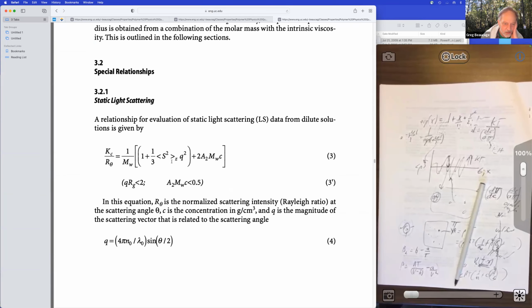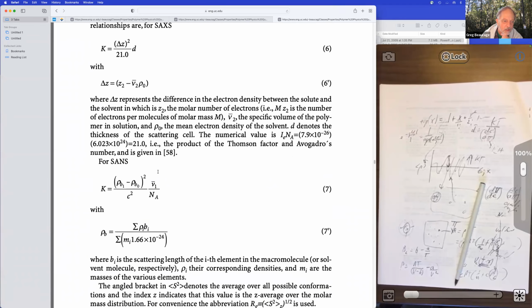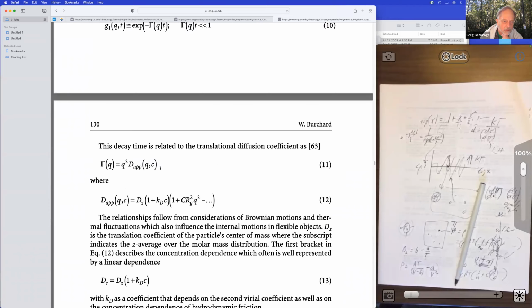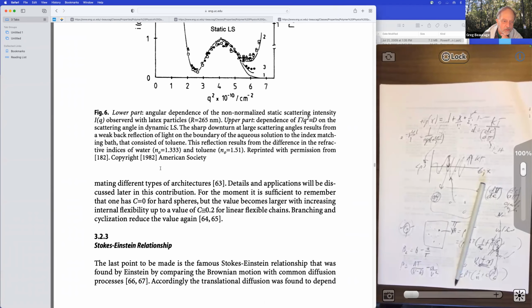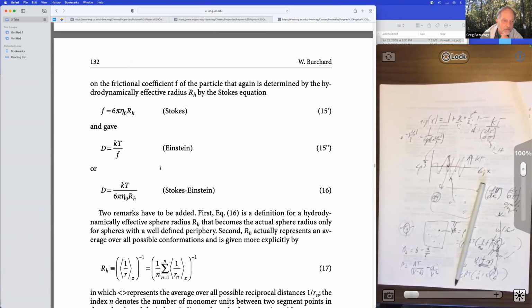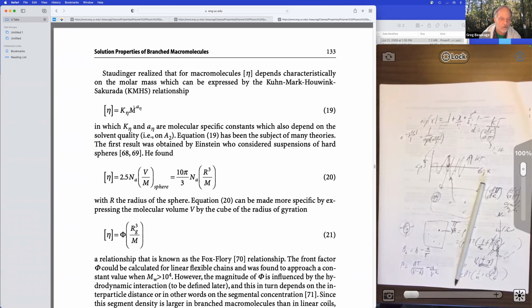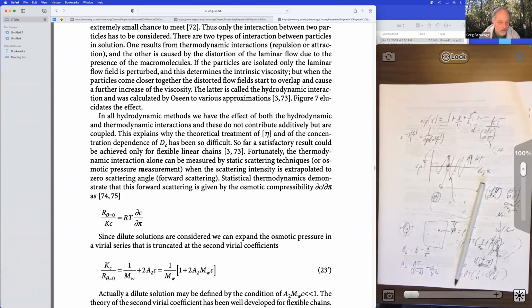This is Newton's law, that Rg squared q squared over 3. That's the same equation. So he's just kind of copied this book chapter. And then 134, this is the transport, that's the diffusion coefficient, and then the friction factor, and then intrinsic viscosity, 133. So he goes through the intrinsic viscosity equation, and then he goes through this virial coefficient thing.